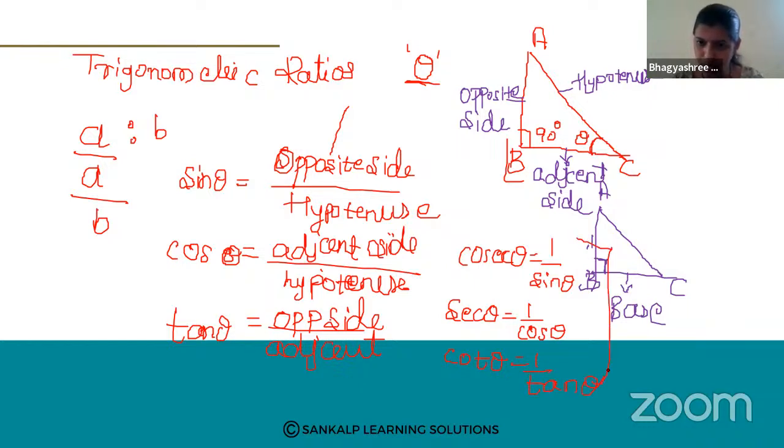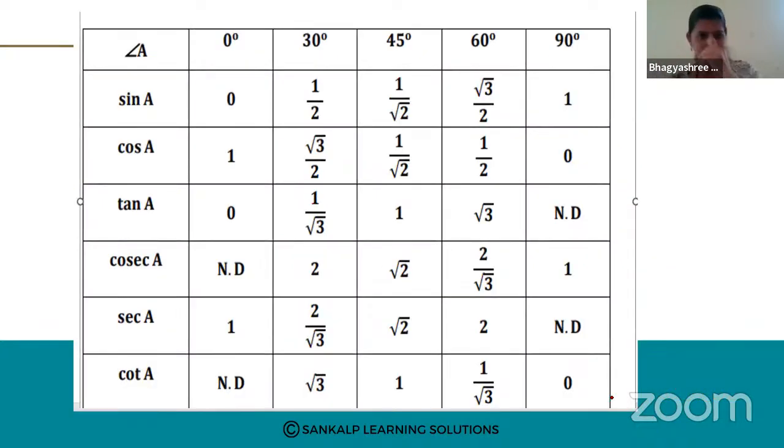So these 3 we call reciprocal ratios. Why? Reciprocal of sin theta is cosec theta. Reciprocal of cos theta is sec theta. Reciprocal of tan theta is cot theta. Okay. So this is very, very important, we have to remember. That is trigonometric ratios. How many ratios are there? 6 ratios are there. How many reciprocal relations are there? 3. That is cosec, sec, and cot. Right? Theta means some angle.